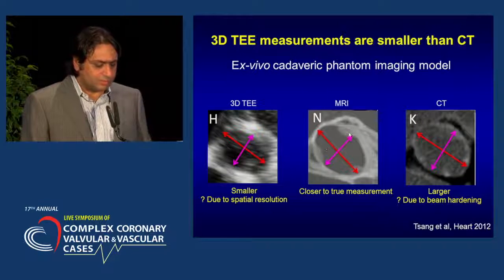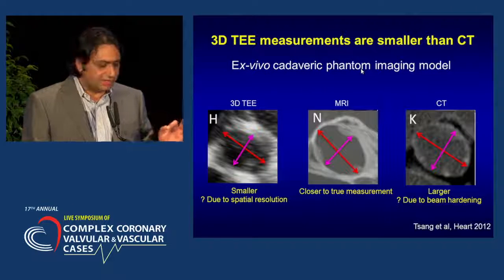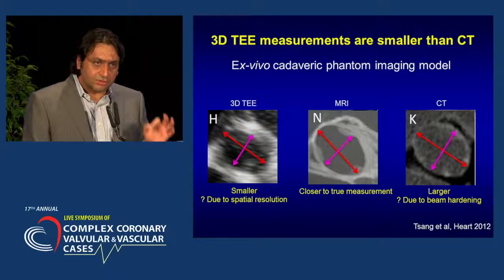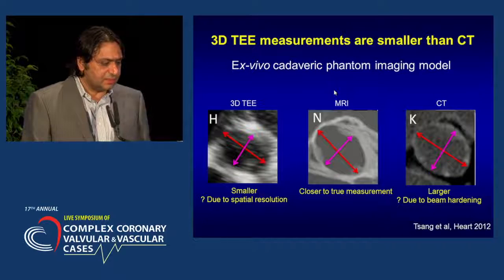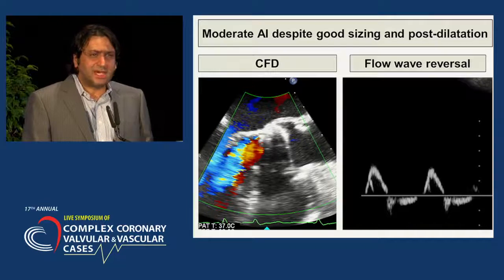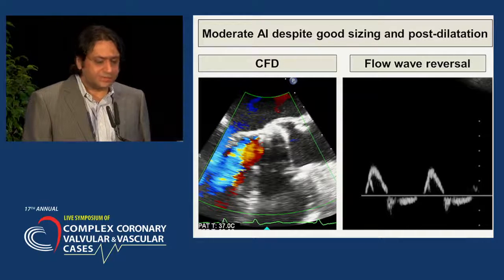All right. So I think when you take, this is a very beautiful study. It's an ex vivo cadaveric phantom imaging model, and what we have here is that the MRI is the closest. When you do 3D, there is some spatial resolution loss, and in fact, what you see here is that the measurements are somewhat smaller. If you do CT, there is some hardening of the beam, so the measurements are somewhat larger. So you should keep these things in your mind when you look at whether it is CT or whether it is MRI. So you can size valves properly, and despite that, you might end up with paravalvular AI.